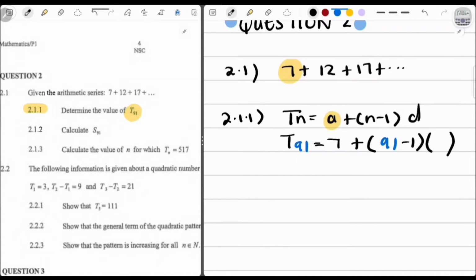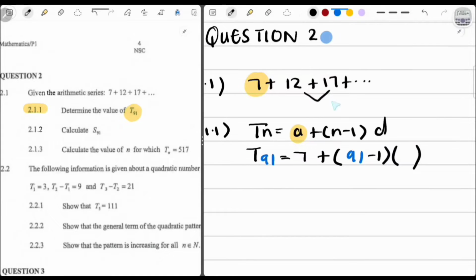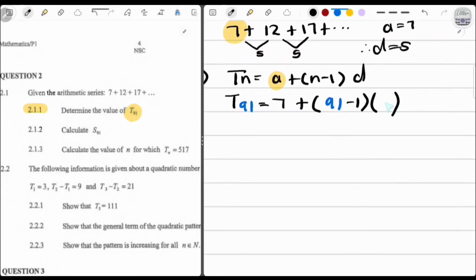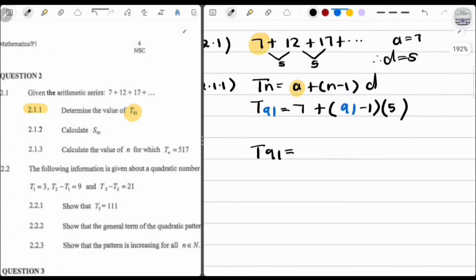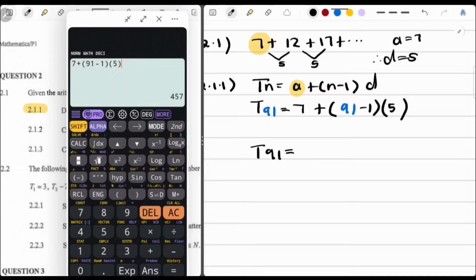And now we can just easily see the difference. If you say 17 minus 12, that gives you 5. And you can also double check by saying 12 minus 7. That also gives you 5. So you can also see now that d is equal to 5. And you know that a is equal to 7. So times 5. And you're just going to put that onto the calculator, or you can calculate it manually, but it's best to trust the calculator in an exam. And then we just find our answer. Also, if you want to put it properly on the calculator, make sure you put brackets around that because the calculator will not understand otherwise.